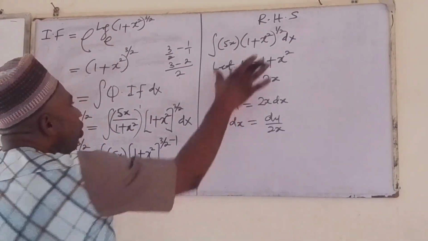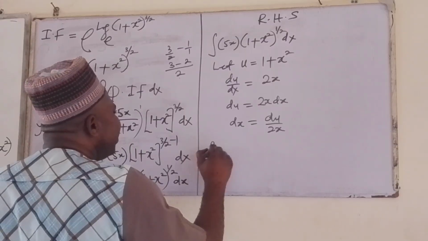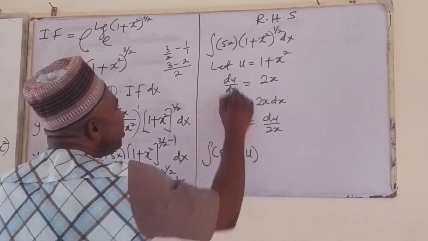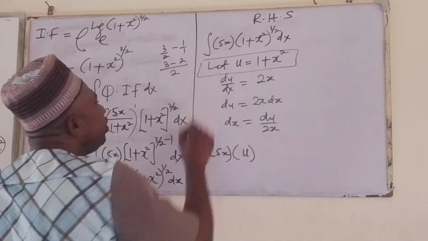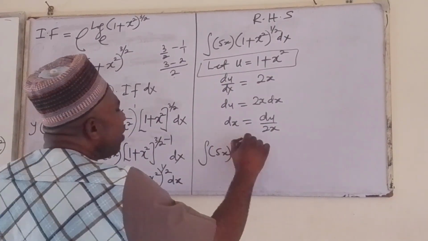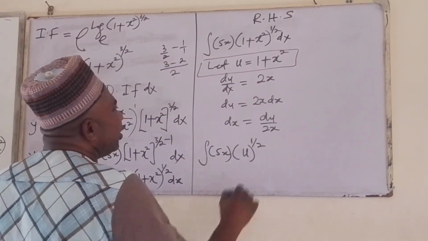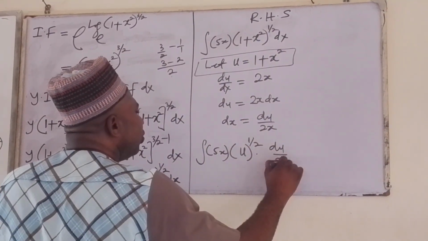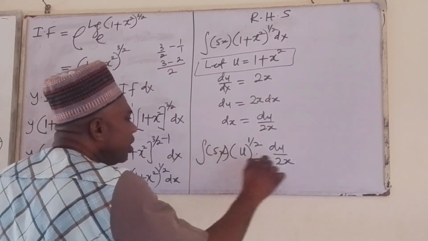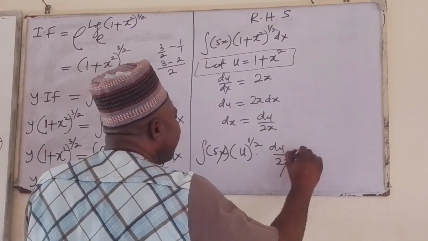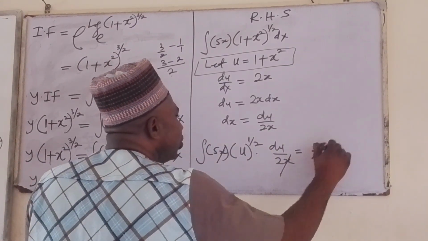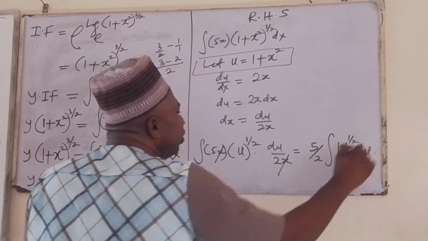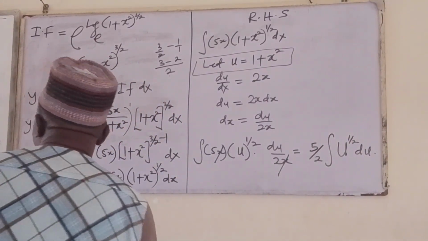So it means the whole of this function will be the integral of 5x times u, because here we said let u be equal to 1 plus x squared, raised to the power of half, dot. Thus dx now is du all over 2x. So this x will cancel with this x, and the whole of this now will be 5 all over 2 integral u raised to the power of half du.